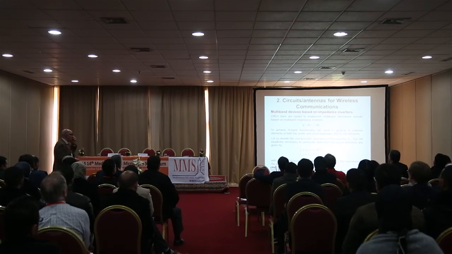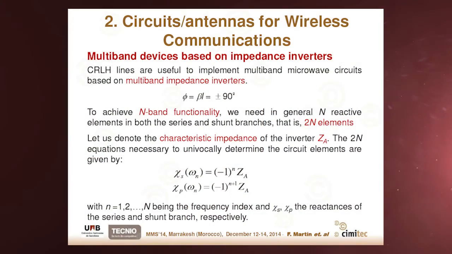Let's now move to the two examples I mentioned before of application of this type of structures. One is multiband devices, and the other one is leaky-wave antennas. Let's focus now on multiband structures based on impedance inverters. So we are talking about the implementation of dual band or, in general, multiband impedance inverters. We can take benefit of the controllability of the dispersion in composite right-handed lines for the implementation of multiband microwave circuits based on multiband impedance inverters.